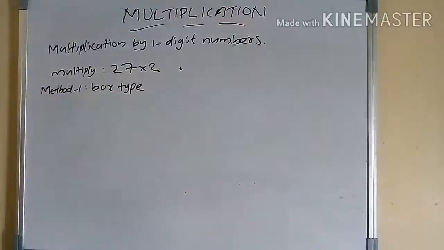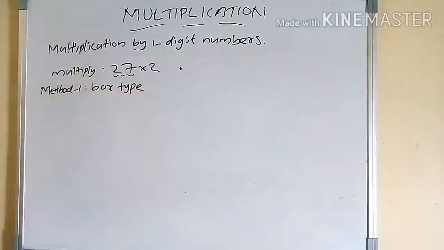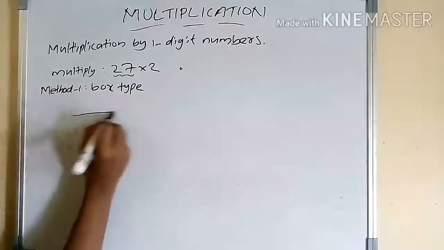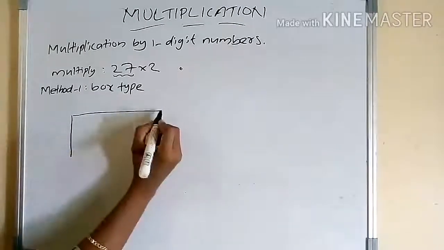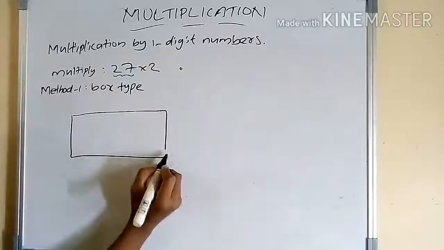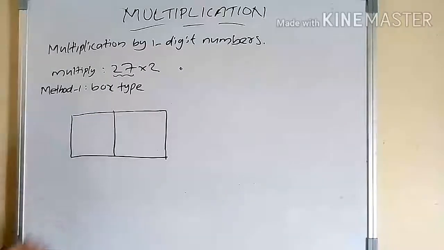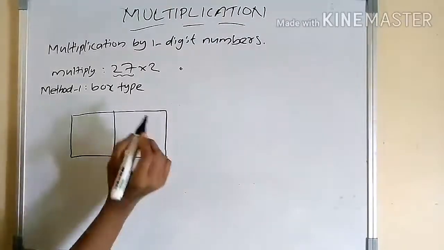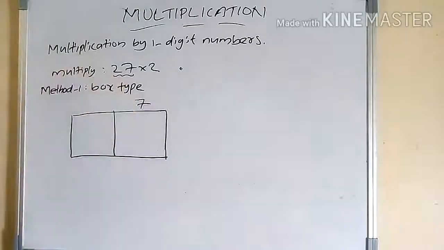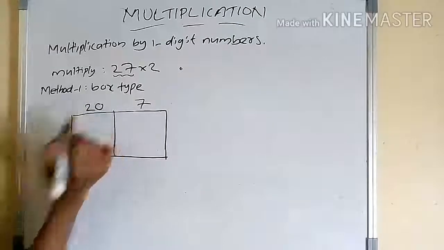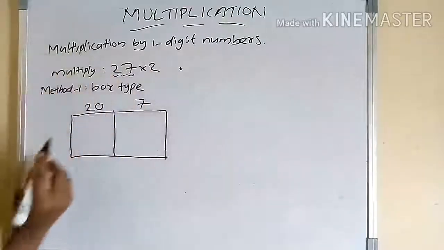Box type multiplication. Consider the first number 27. It is a two-digit number. So we draw two boxes. In 27, how many ones and how many tens we have? In 27, 7 ones. So write 7 here. And in 27, how many tens? 2 tens, that is 20. So write 20 here. And write this 2 here.